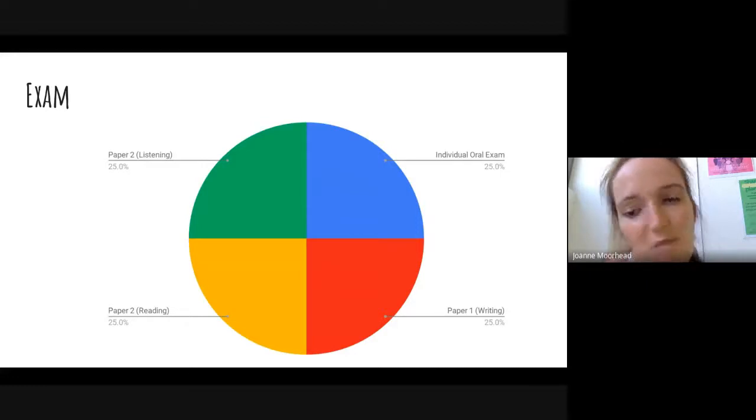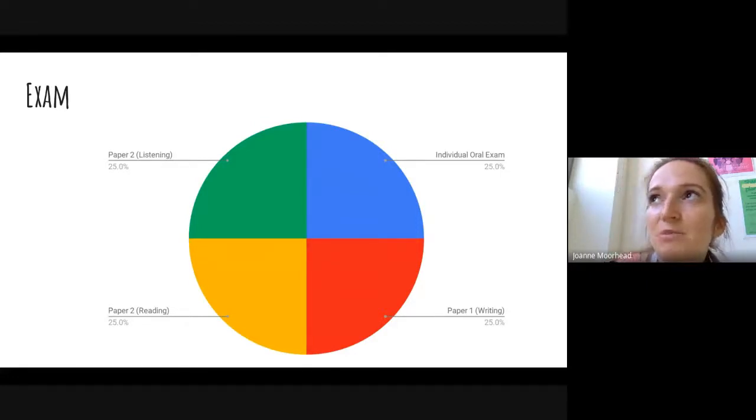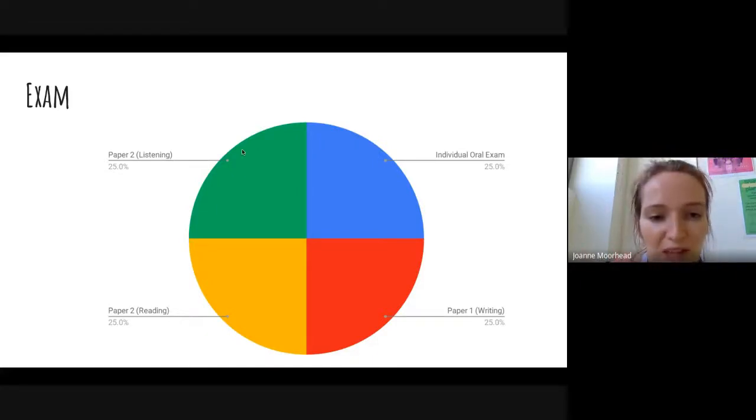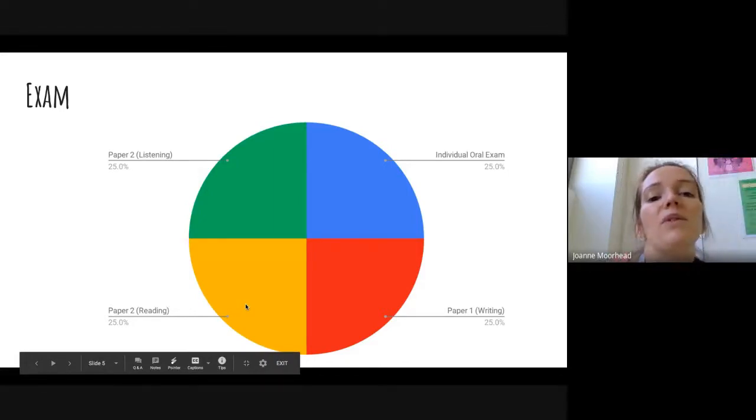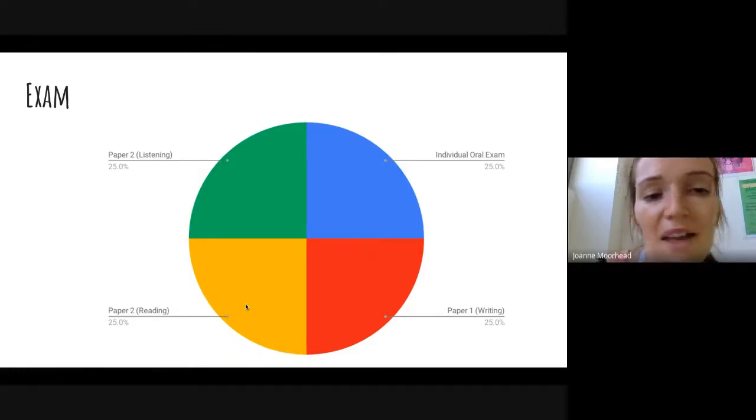For the writing paper, you have to write either a film review, a book review, or a letter. We practice writing all of these different things. And you have to write about 500 words, which is achievable, I think. And then reading and listening, they're the kinds of things that you might be used to doing in English in your previous schools. So they're just simple question answer type things.